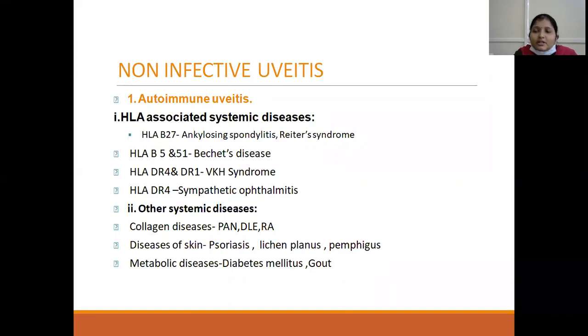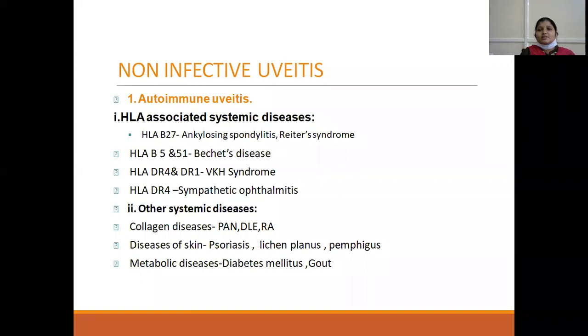So first we'll deal with autoimmune uveitis. Here there are systemic diseases in which one is HLA associated systemic diseases and the other one is systemic diseases which do not have any association with HLA. So the HLA associated systemic diseases are, first and foremost, ankylosing spondylitis, which is expressed with HLA B27, and Reiter syndrome also has HLA B27 association. Behçet's disease has HLA B5 and B51 association. Similarly, VKH has HLA DR4 and DR1. Sympathetic ophthalmitis is associated with HLA DR4.